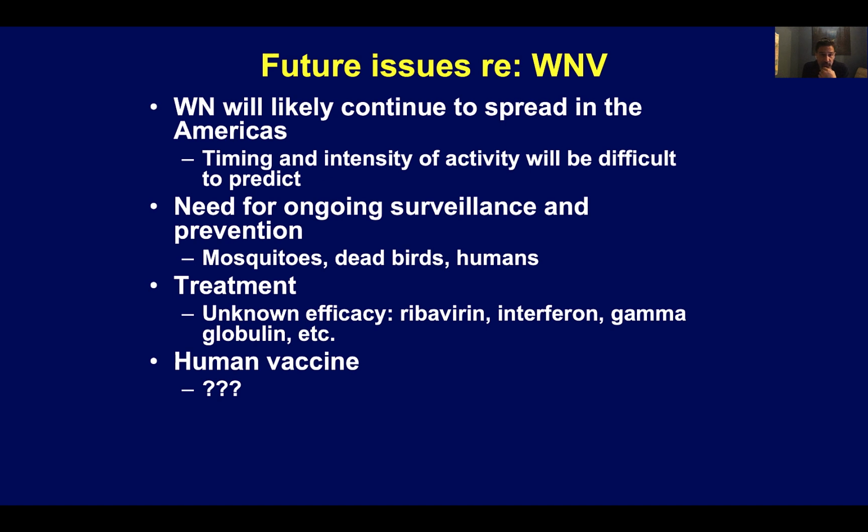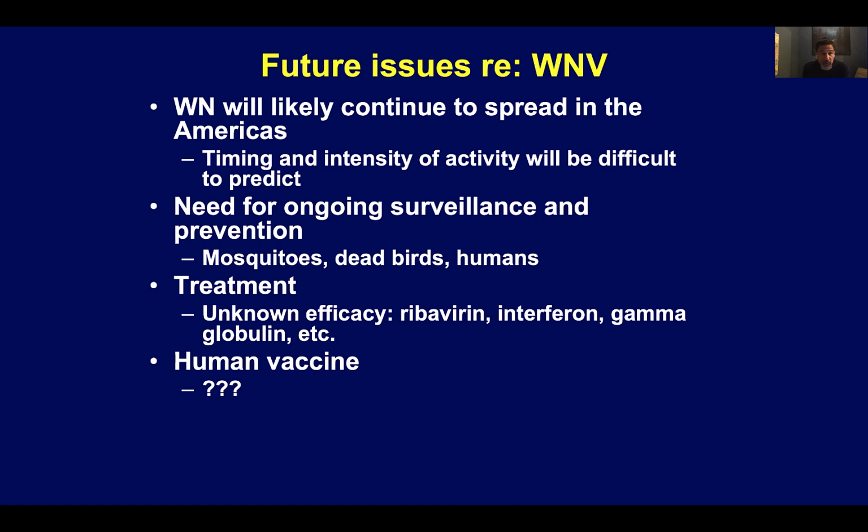In terms of future West Nile virus activities and issues, it will likely continue to spread in the Americas, and the timing and the intensity, as we can see, can be variable and somewhat difficult to predict, but there will certainly be a need for ongoing surveillance and prevention of West Nile virus spread, and that would include surveillance in mosquitoes and also in the bird population and the human population.